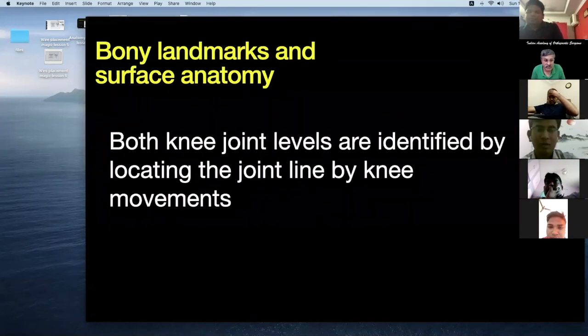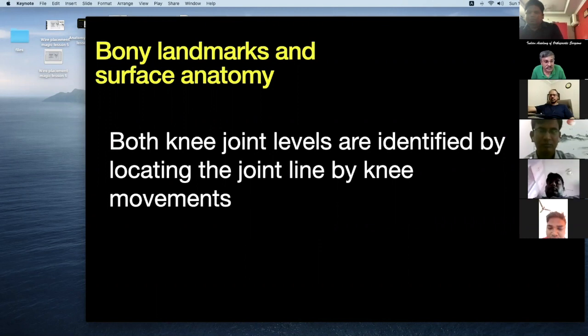Both knee joints are identified by locating the joint line by the knee movements. So, palpating the medial and lateral epicondyle, flex and extend the knee, you will know the level of the knee.